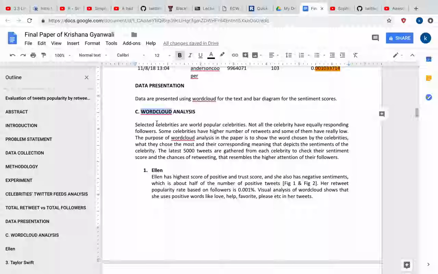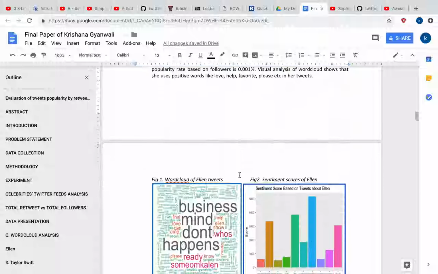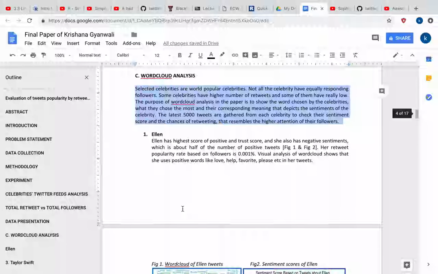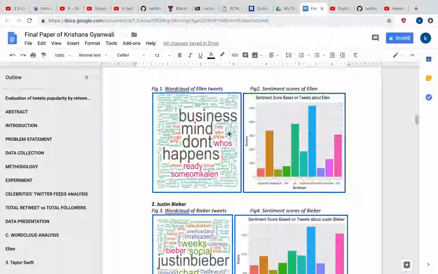The first analysis I chose was the word cloud. When I collected 5,000 tweets from each individual, those tweets were cleaned up and put into a cluster, which we call a word cloud. In this word cloud, this is Ellen's, and she talks most about business, done, might, happens, ready. Her positive score is more than 5,000, and her negative score is, I think, less than half of that.